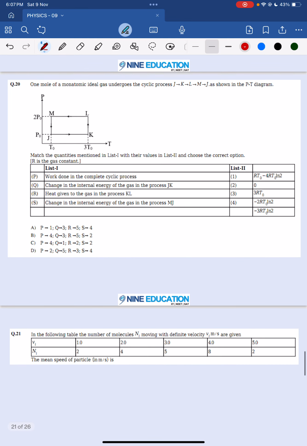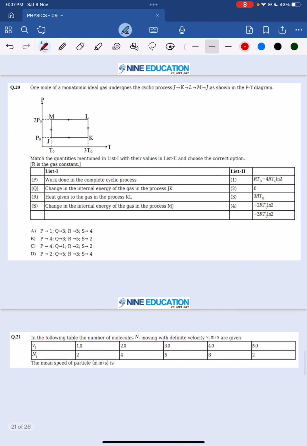Now we are having this question. 1 mole of a monatomic ideal gas undergoes processes J to K, K to L, L to M, M to J as shown in the diagram, the PT diagram, correct? So now we are able to see that there are some things given and we have to check. Okay, nice mix and match. So first thing, let's see what is happening, right? So M to J we are able to see that it is an isothermal process. J to K is an isobaric process. K to L again is an isothermal process, and L to M again is an isobaric process.